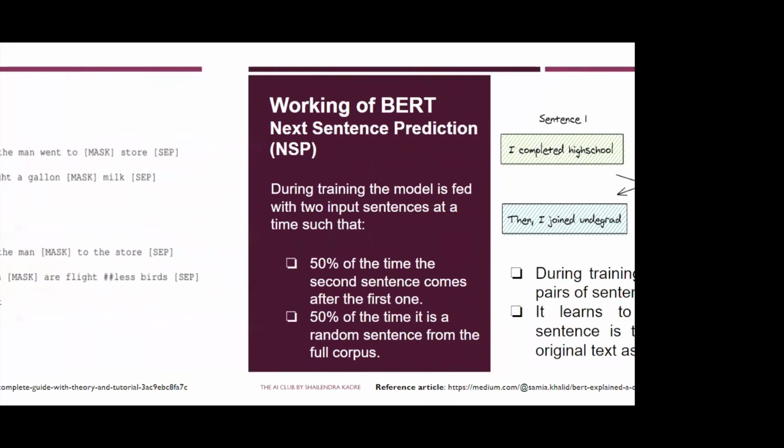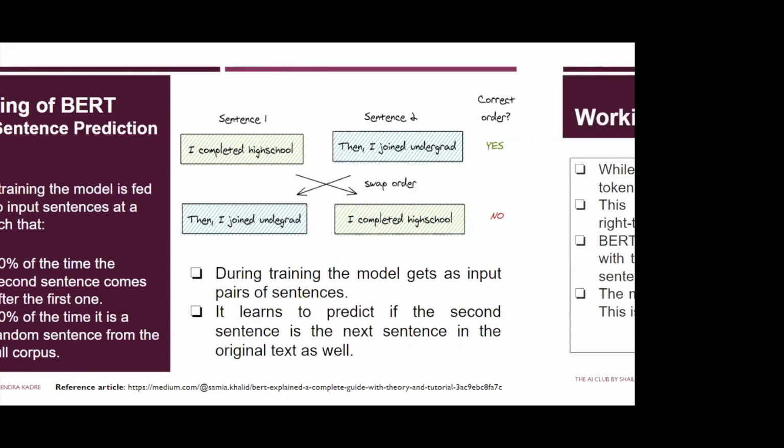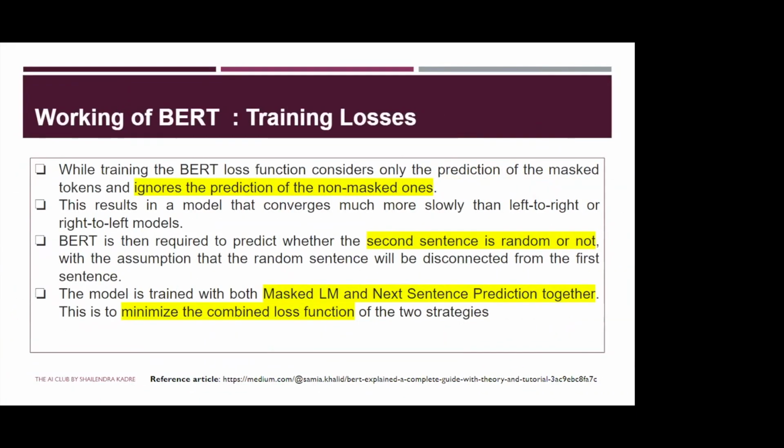So moving forward, training losses. We have seen these two steps, and obviously the training losses will correspond to these two steps. The loss function will consider only the prediction of mask tokens and ignore the prediction of non-mask tokens. This is for the training part and not for the testing part. While training, BERT will consider any loss that occurs in predicting mask tokens.